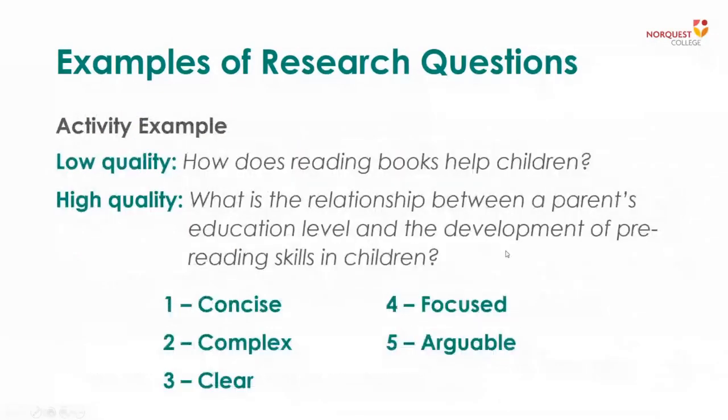So if I were to choose which of these five, concise, complex, clear, focused, and arguable, that this low quality question needs to work on, I would choose that it needs to be more complex, needs to be more clear, it needs to be more focused, and it needs to be arguable. So I've changed the colors here to the darker green as the answers here. Does that make sense?